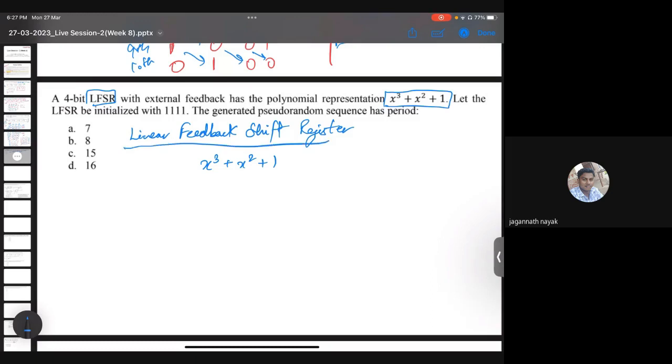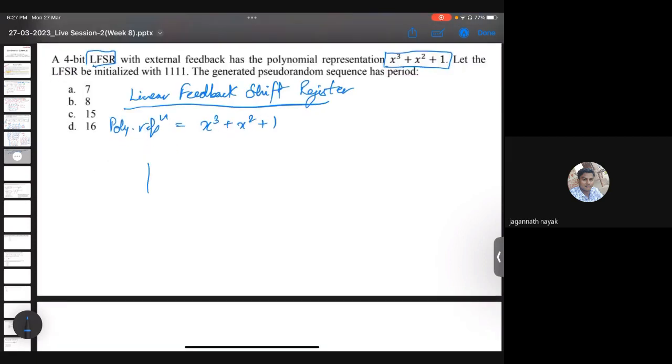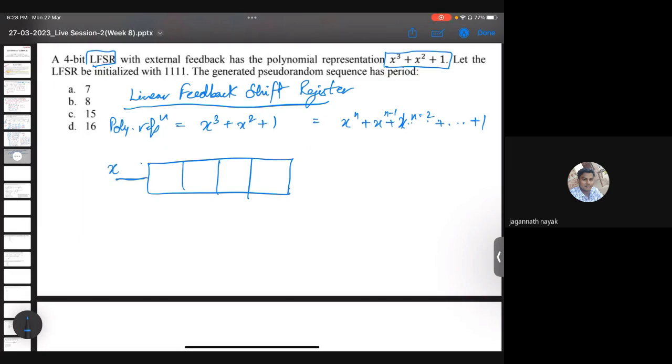So it says that it has a linear feedback shift register and it is represented by the polynomial, which is nothing but x cube plus x square plus x plus 1. I'll tell you how to represent this. First of all, you need to make the number of bits. If it is represented by x to the power n plus x to the power n minus 1, then n minus 2, and then plus 1, you need to see what the corresponding bits are. You will always take the input as x to the power 0, which is nothing but 1. Then you will take the corresponding next bit.